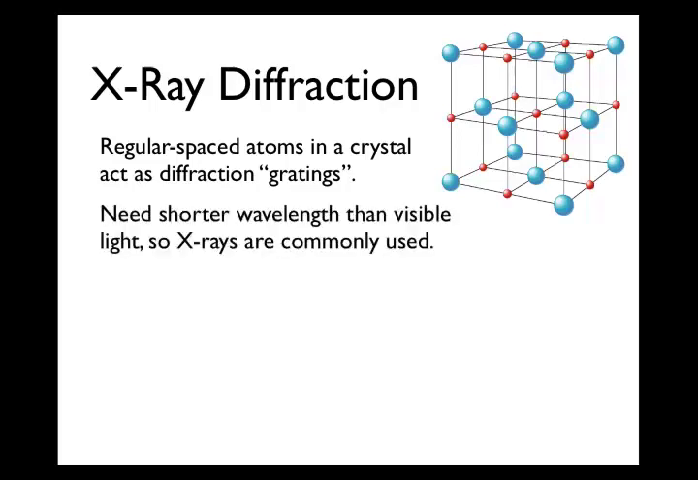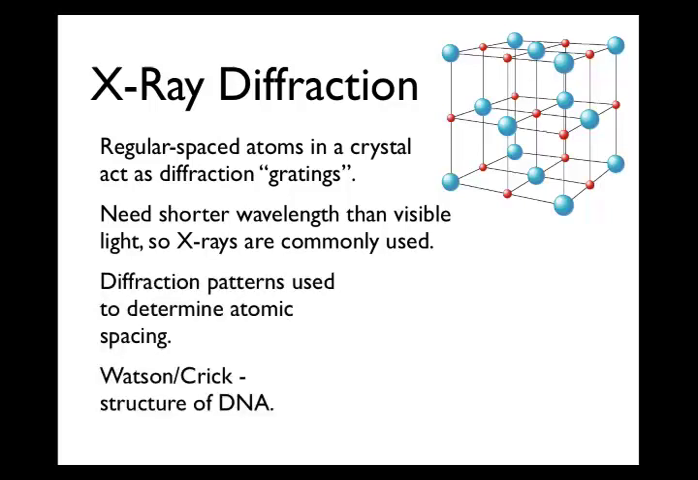The challenge is we can't use visible light because we need light that is shorter wavelength in order to actually see a pattern. And so typically X-rays get used for these kinds of studies, and so you may have heard the term X-ray diffraction talked about. That's literally what they're doing, bombarding something with a bunch of X-rays and then looking at the X-rays that have bounced off that structure and seeing how they're interfering with one another.